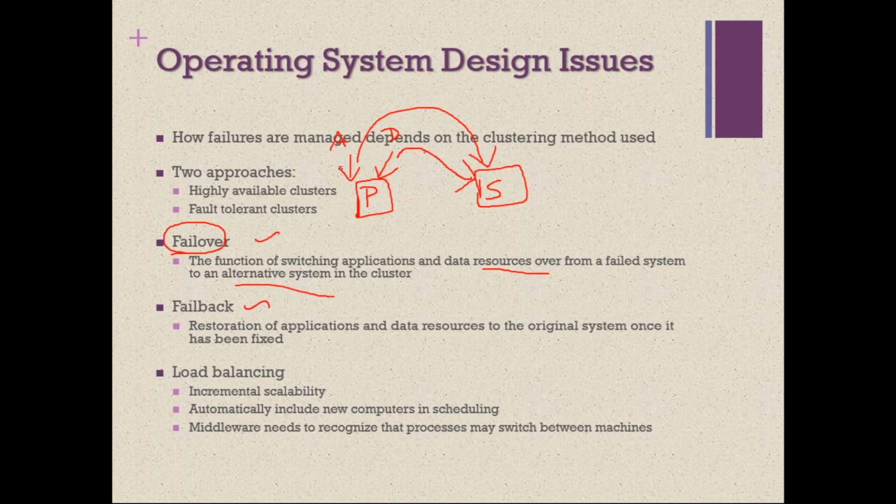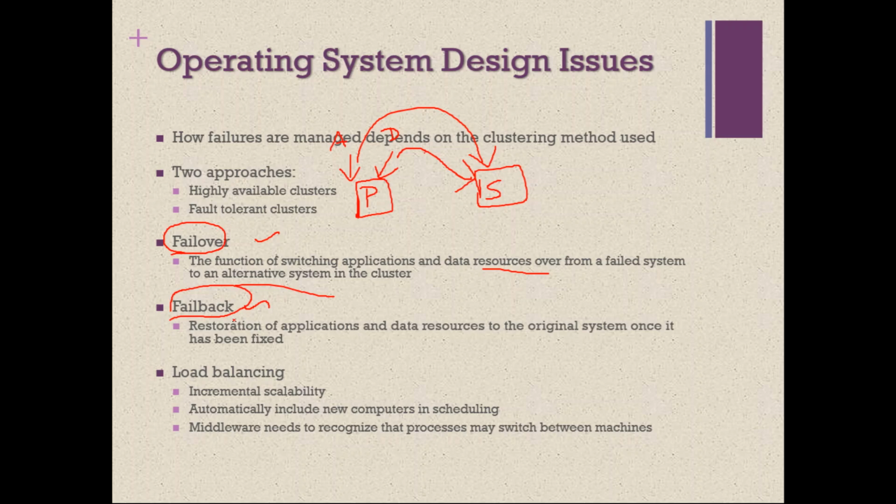Handing over the application and data resource from the primary server to the secondary server is called failover. Whereas failback, what does failback mean? After some time, this primary server may recover, say after 1 hour or 2 hours, or after 1 day or 2 days. Once the primary server recovers, these applications and data resources should be given back to the primary server. This is called failback.